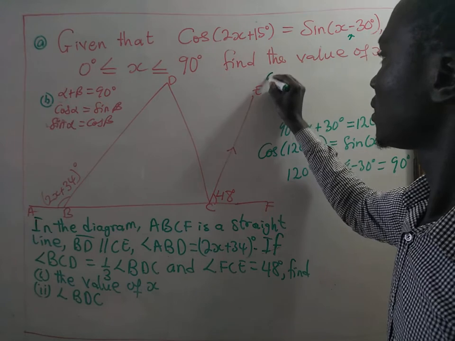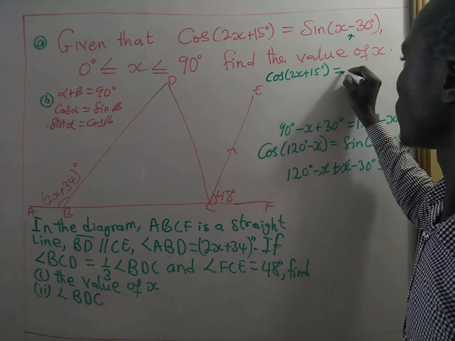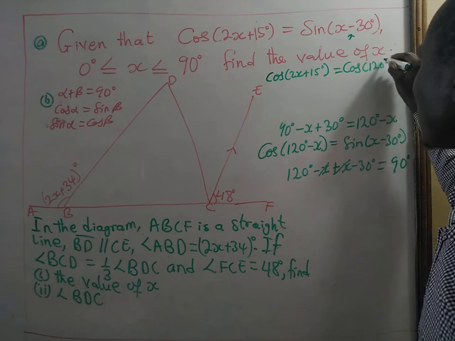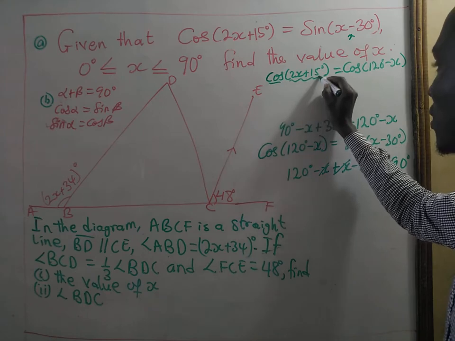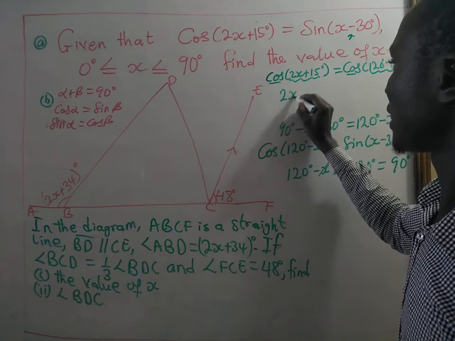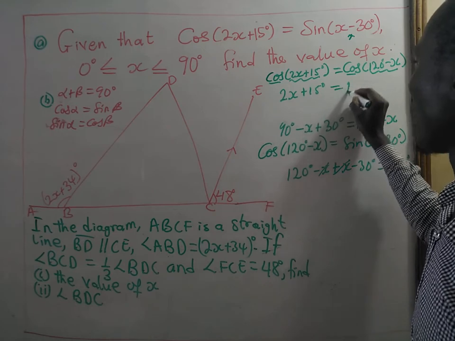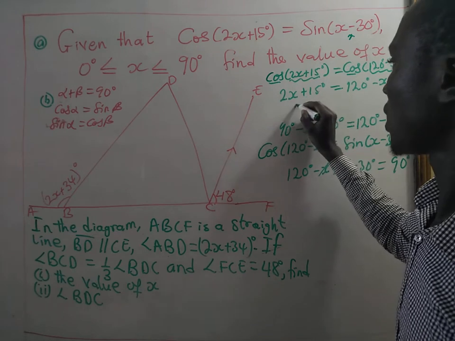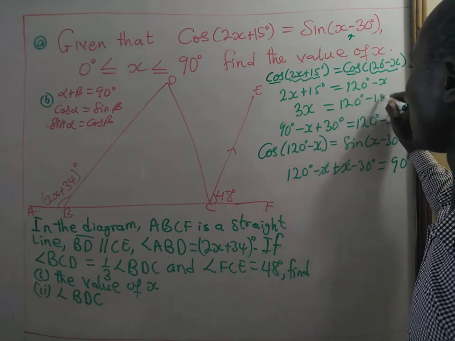Then, you write cosine of 2x plus 15 degrees is equal to cosine of 120 minus x. And we have cosine of this angle is equal to cosine of this angle. Then it means that the angles are the same. 2x plus 15 degrees is equal to 120 degrees minus x. If negative x comes here, you have 3x is equal to 120 degrees minus 15 degrees.